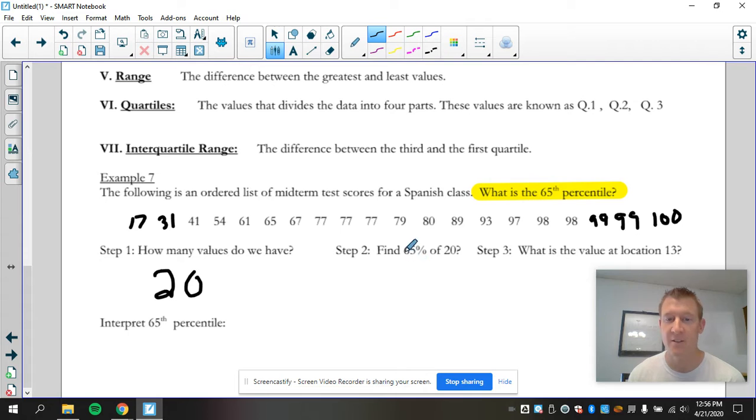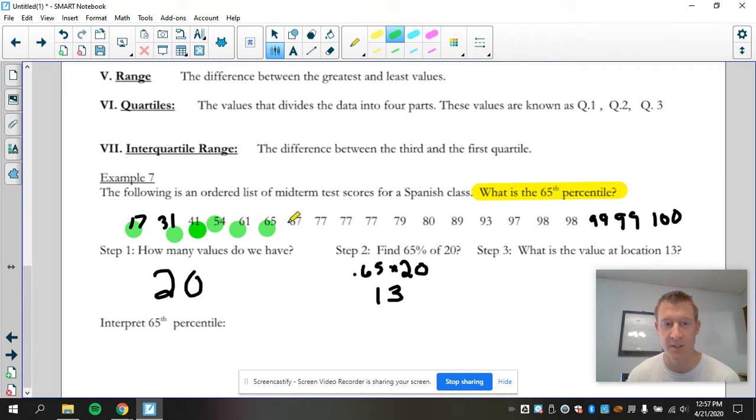It says find 65% of 20. So if you type it in, I'm going to take 0.65 times 20. You can do it on any calculator. I actually got my phone, and I do that, I get 13. So that's where it says in step 3, what is the value at location 13? Meaning, I'm going to count: 1, 2, 3, 4, 5, 6, 7, 8, 9, 10, 11, 12, 13.